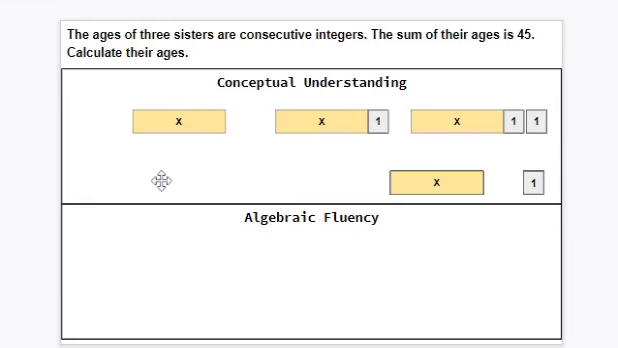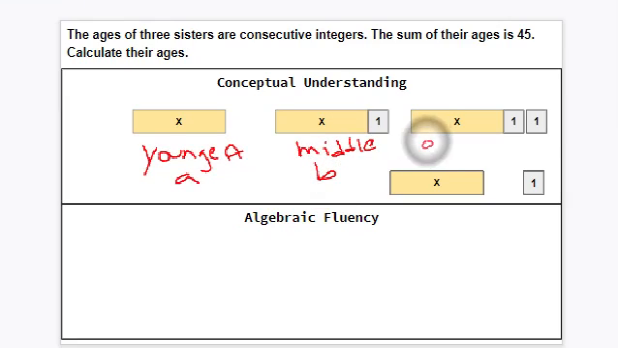So all in all, let's label this out. Let's label our work as we model. We'll call A the youngest sister. So she's the youngest, and we'll label her A. And this is the middle sister. She's 1 year older because they're consecutive integers, and we'll call her B. And here's the oldest sister, and we'll call her C.